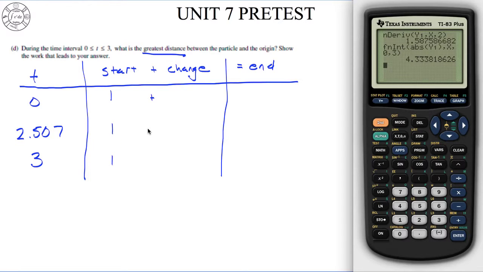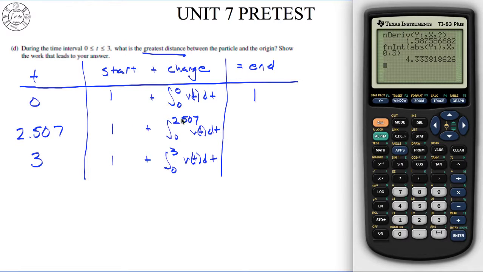And I need to add every time the integral between 0 and 0 of velocity of time with respect to time, the integral between 0 and 2.507 of velocity of time dt, and the integral between 0 and 3 of velocity of time dt. Between 0 and 0, it's always just 0. If it's the same value, don't worry about it. So 1 plus nothing is 1.